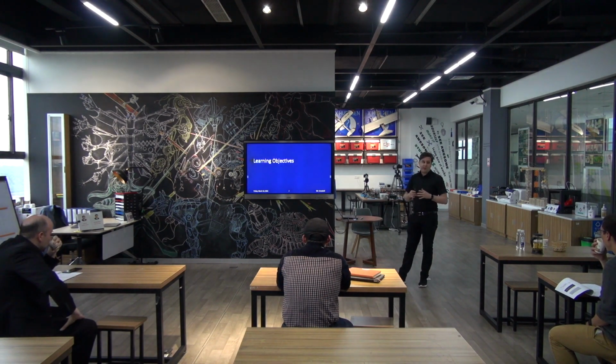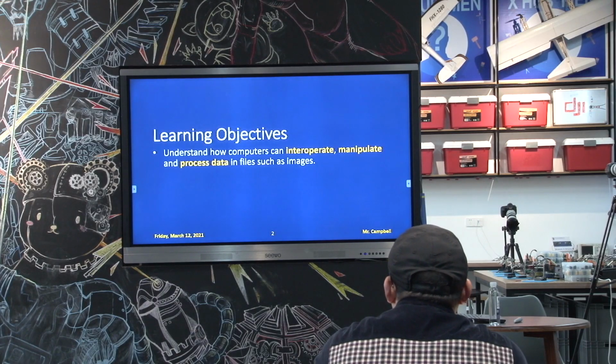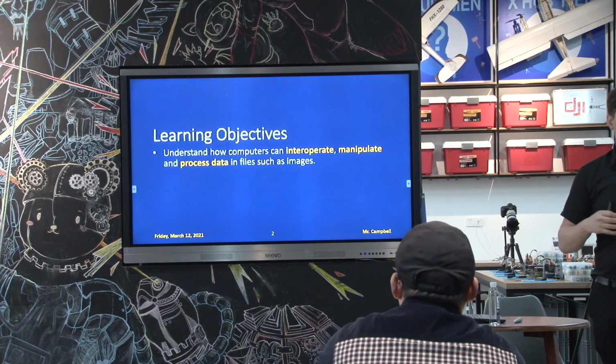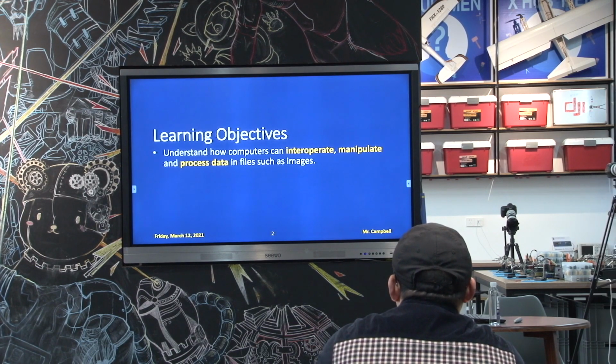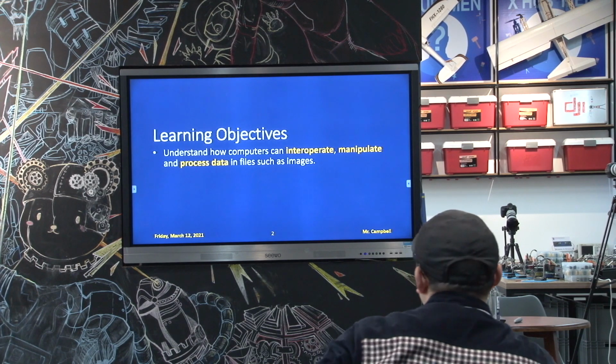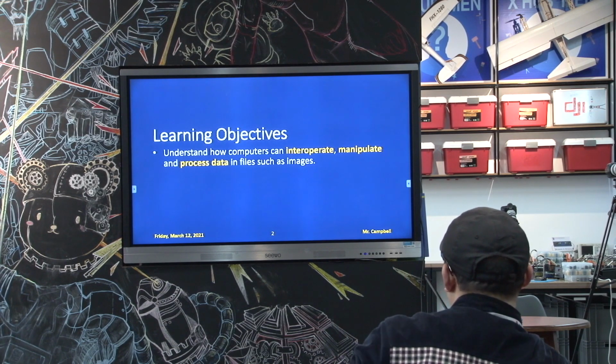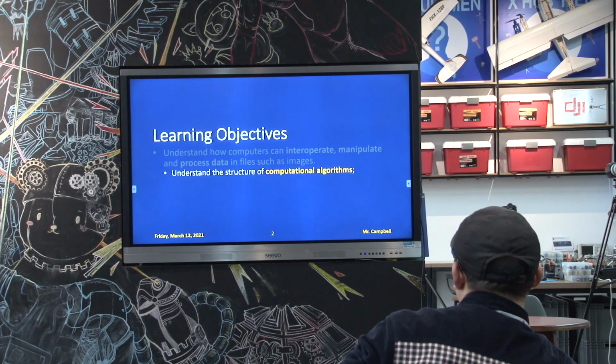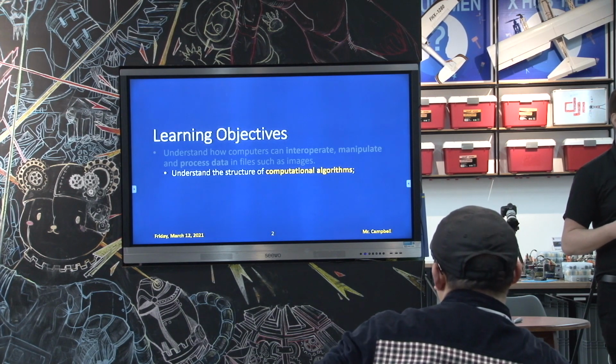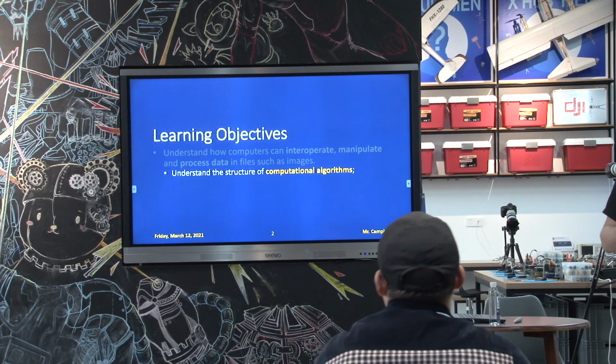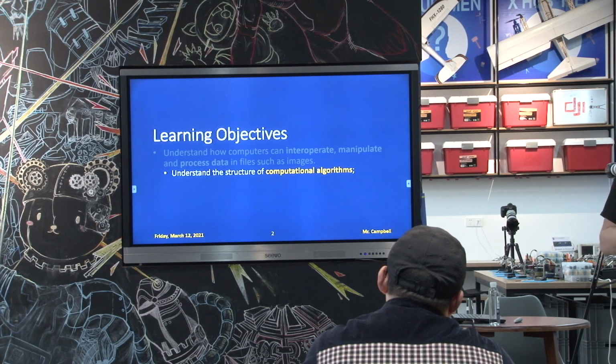So with our learning objectives, the first thing we want to do is to look at how computers interpret information, how they can manipulate and process that information. And in order to do that, we need to break this down into several sub-steps. So number one, we need to understand computational algorithms. And that's basically the process that a computer is going to do in order to solve a problem.